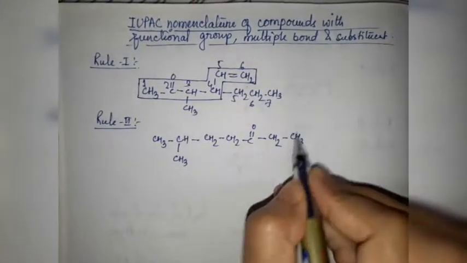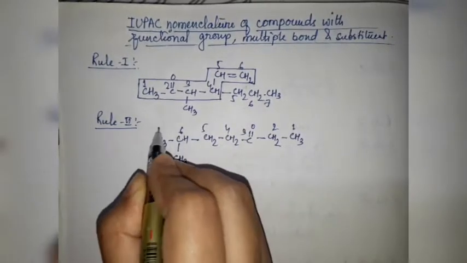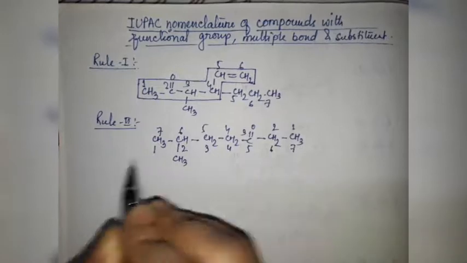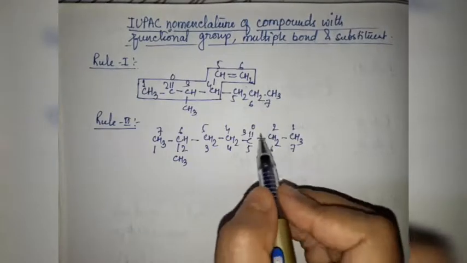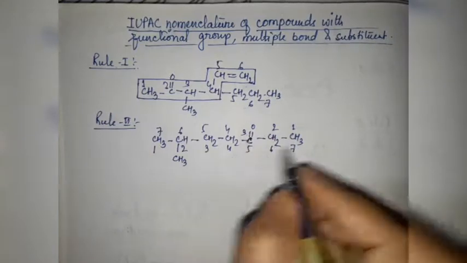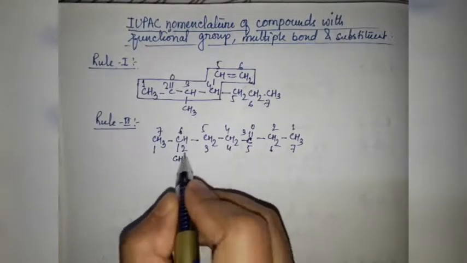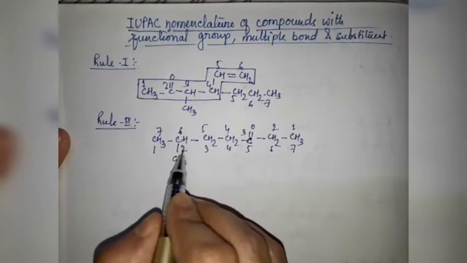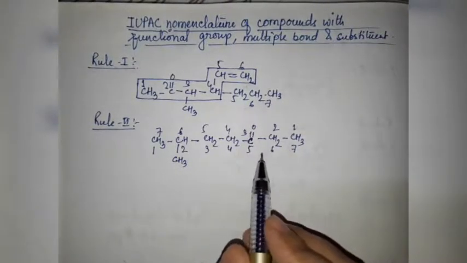So let's try the numbering from both sides at first, then I will explain which one is accepted and which one is not accepted and why. Okay, so here you can see that the functional group, that means the CO group, is getting number 3 if we start from the right side, and the substituent is getting number 6. But if we start from the left side, then the substituent is getting the lowest numbering, that means number 2, while the functional group is getting number 5.